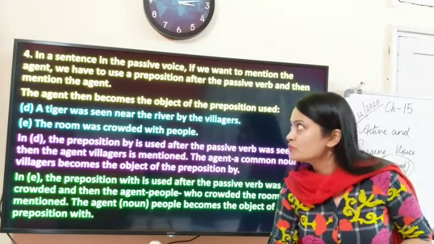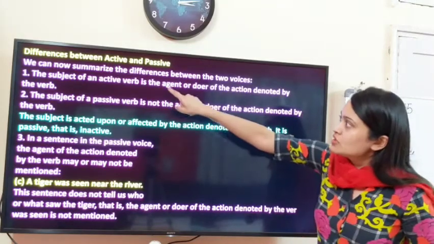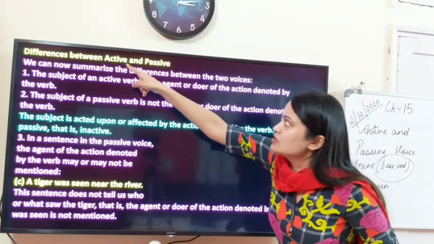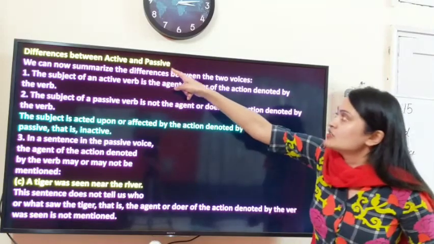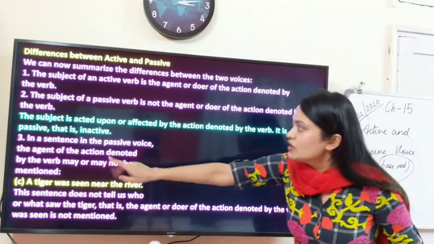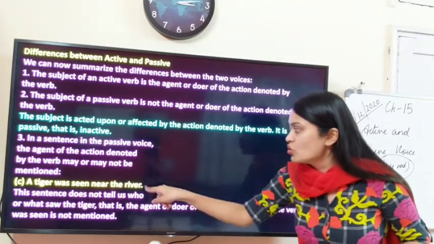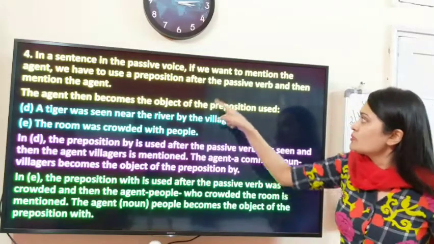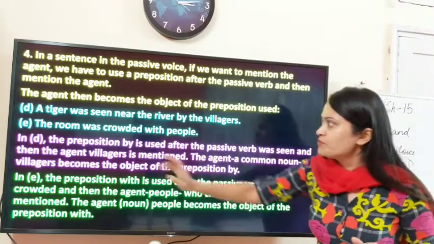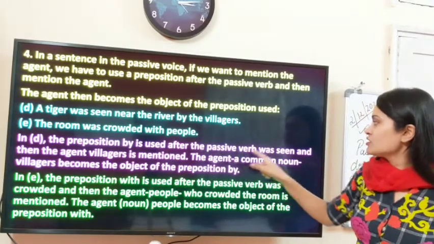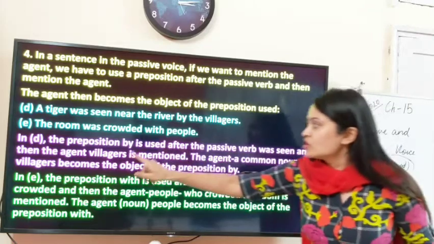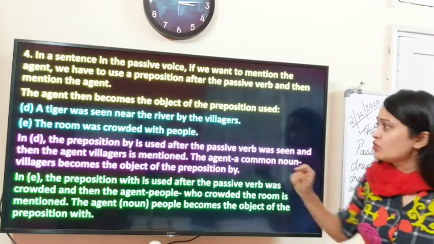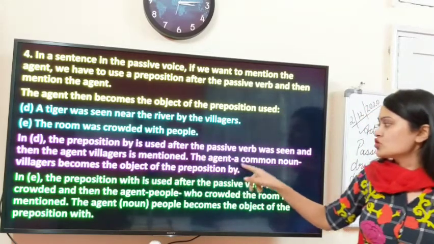Okay, let's get back for a minute so that you get it very simply. Here they've told in the first point of difference between active and passive voice, the doer is there, the agent is there. Here the subject is inactive. Okay, third example, sometimes there is no agent. Okay, if you want an agent in the passive voice, use a preposition. Simple, children. The preposition by is used after the passive verb was seen and then the agent villagers is mentioned. The agent, a common noun, villagers, becomes the object of the preposition by.